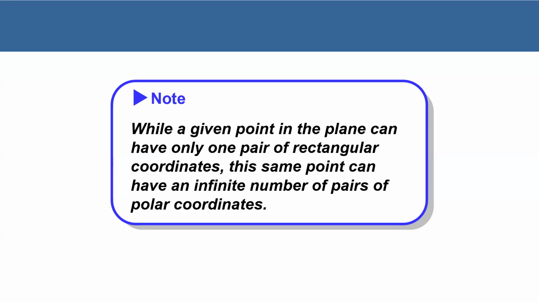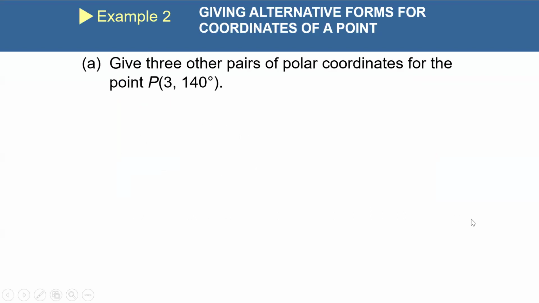All right, so keep in mind, while a given point on the plane can have only one pair of rectangular coordinates, the same point can have an infinite number of pairs of polar coordinates, okay? Meaning that depending on where it's located, that polar coordinate can be repeated over and over, which is okay. So we're going to talk about finding those others. If I have P(3, 140), there are other points that are going to be equivalent to it.